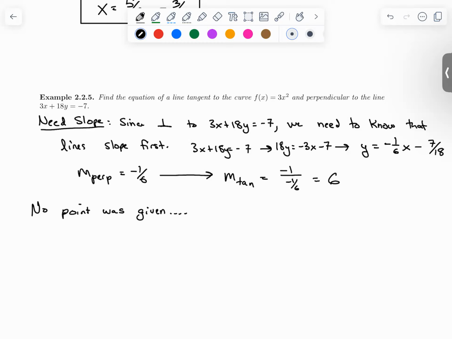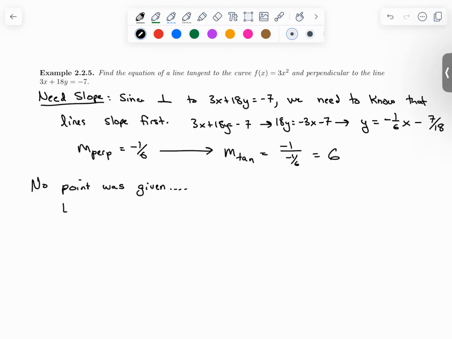And that's where this comes into play. We know that the tangent line has to have a slope of 6. But the derivative will be a function, which will have x's in it. That will allow us to solve for x, which will allow us to find the point. So, since m tan equals 6, that implies that f prime of x will equal 6. So f prime is 6x equals 6. That implies that x is equal to 1.